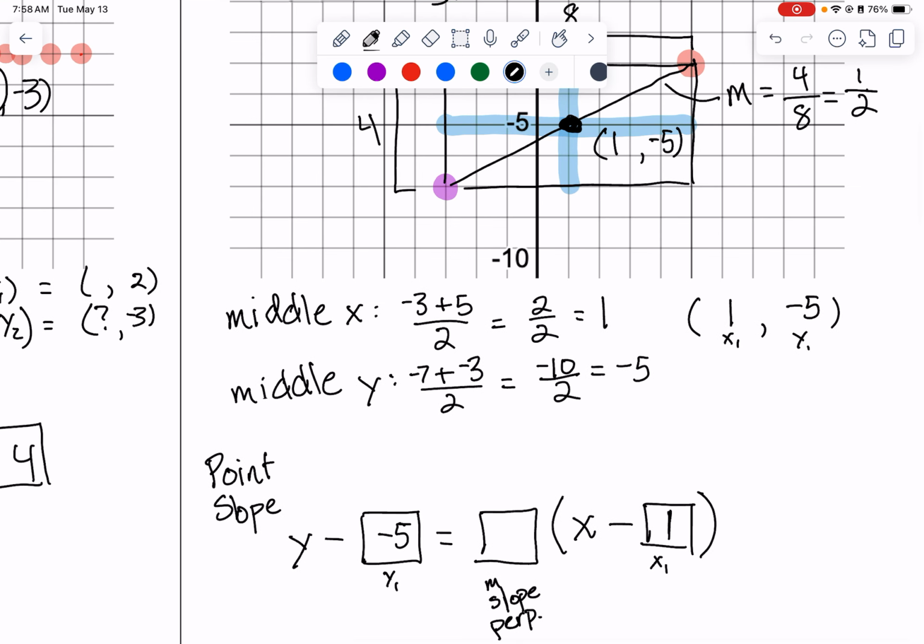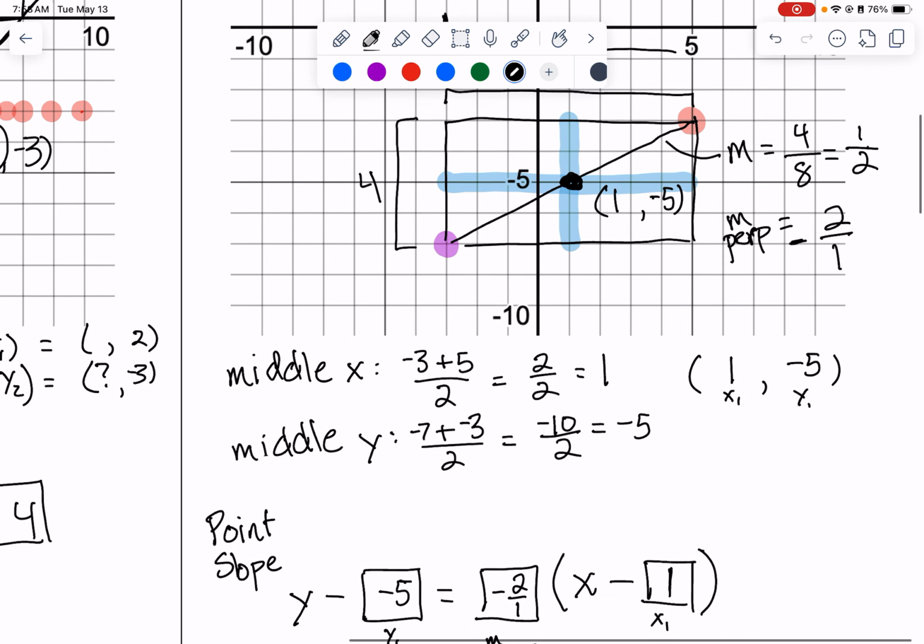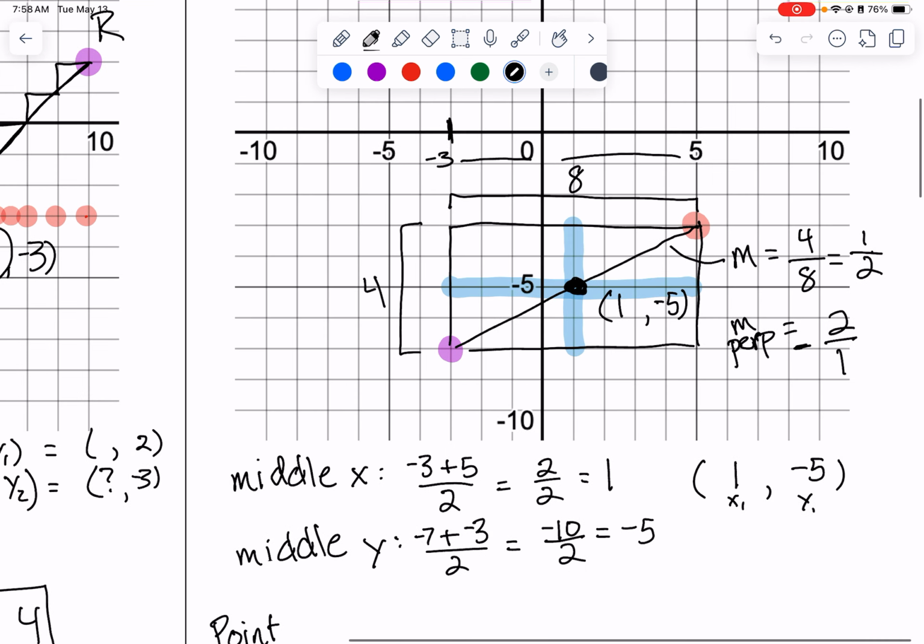But I need to change that slope. The perpendicular slope would flip that. So perpendicular is going to be flipped, 2 over 1, and opposite sign. The original slope was positive, so the perpendicular slope is going to be negative. So in here, I could put negative 2 over 1. Now, if I were to graph that, just to make sure it looks correct, I'm going to go through that point, but have a negative 2 over 1 slope. And in fact, it does look good. Those look like they make a 90-degree angle.